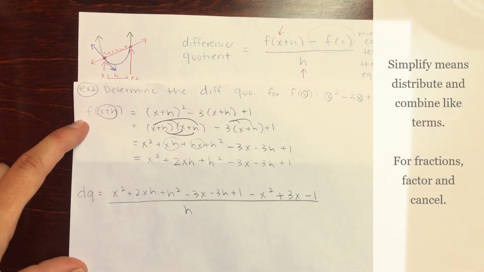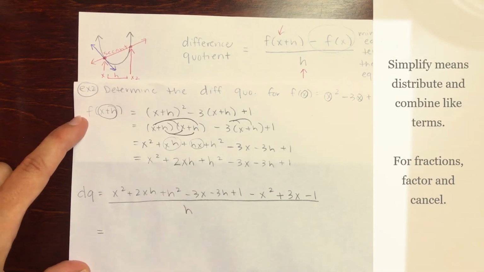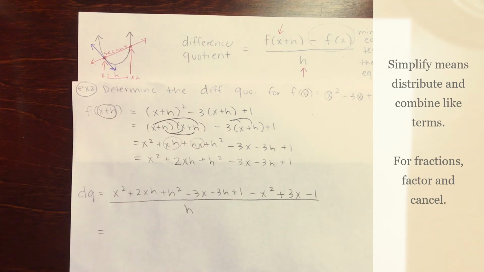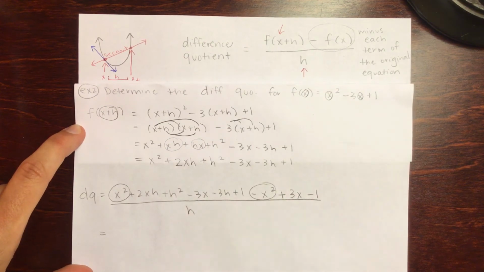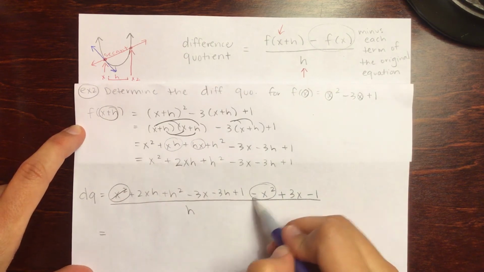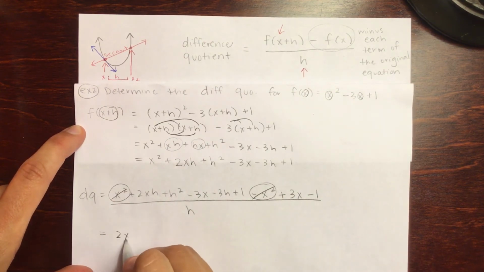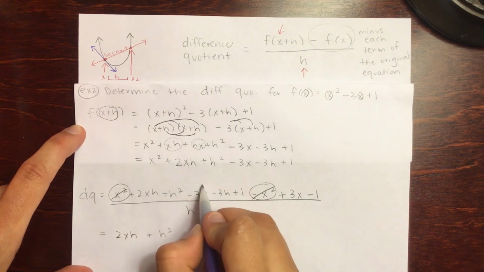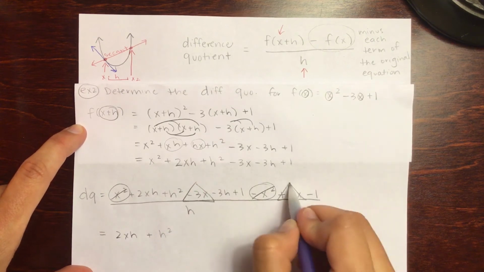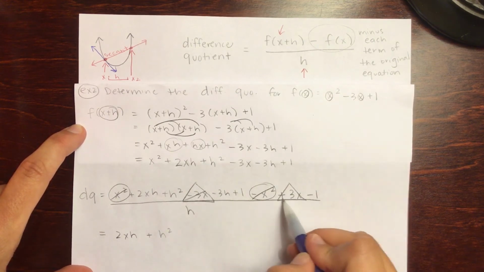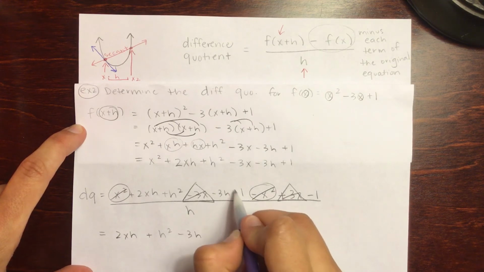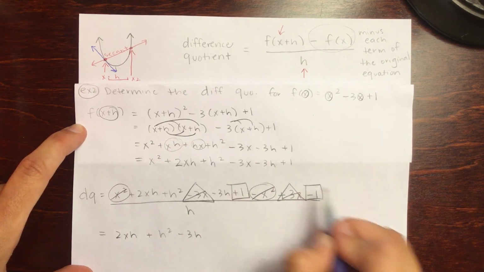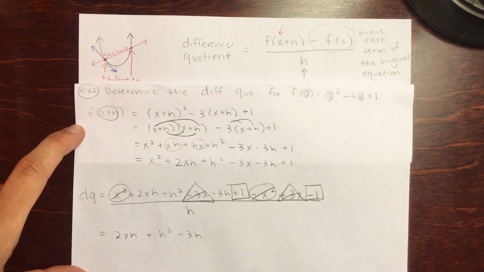So we already distributed, let's combine like terms, and then because we have a fraction, we'll factor and cancel. I have two x squared pieces. If I add those together, they add to 0. This is the only xh piece. This is the only h squared piece. I have two x pieces. If I add those together, they add up to 0. This is the only h piece. I have two constant whole numbers. If I add them together, they add up to 0.